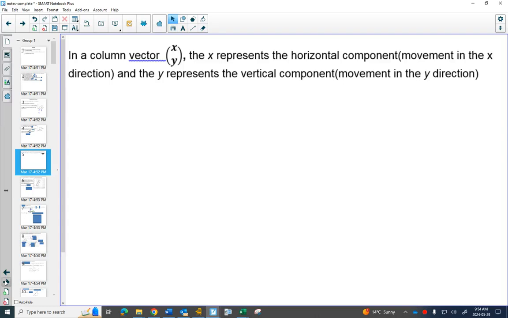So in a column vector, the top one is however you move things horizontally, and the bottom one is whatever is moved in the vertical direction.